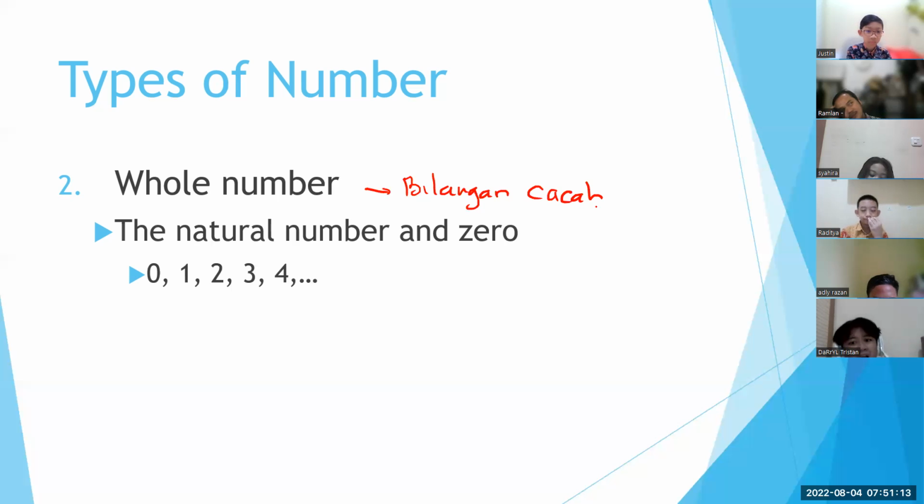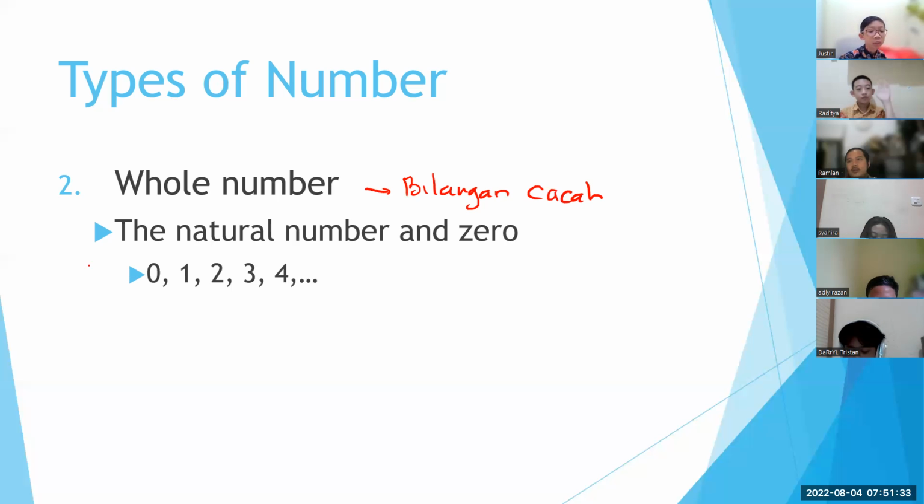So the difference between natural number and whole number is only one number, which is 0, right? Previously we know that natural numbers start from 1: 1, 2, 3, 4, 5, 6, 7, and so on. But whole numbers start from 0. So you start from 0 and then do the rest like natural numbers. So we can call a natural number also a whole number.